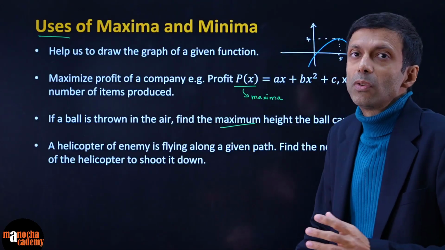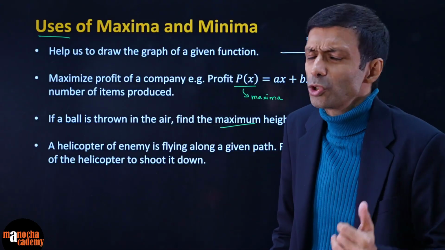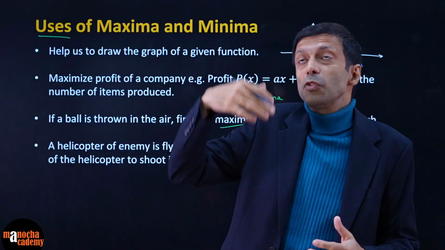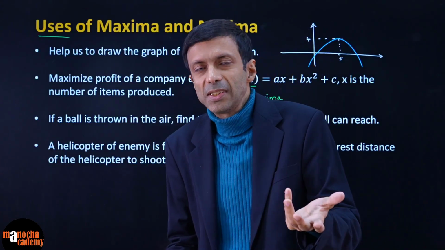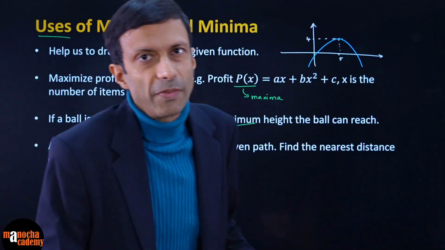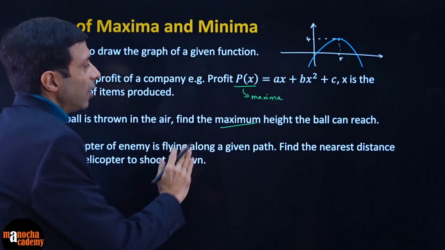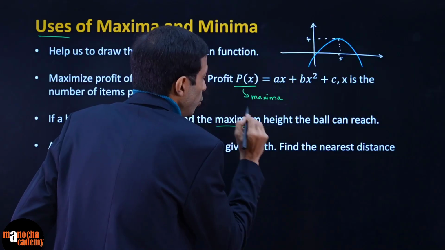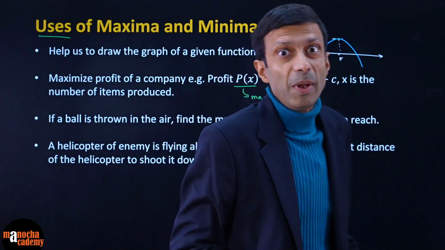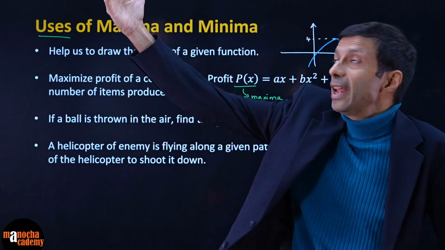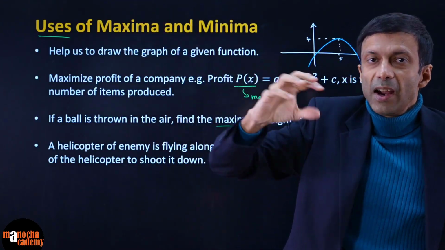So once again, you may say I'll use simple equations of motion that I've learned in physics, but let's say there's friction involved, and the equation that you get is more complicated. Whatever equation you get about the height, once again it becomes a function and you want to find its maximum.